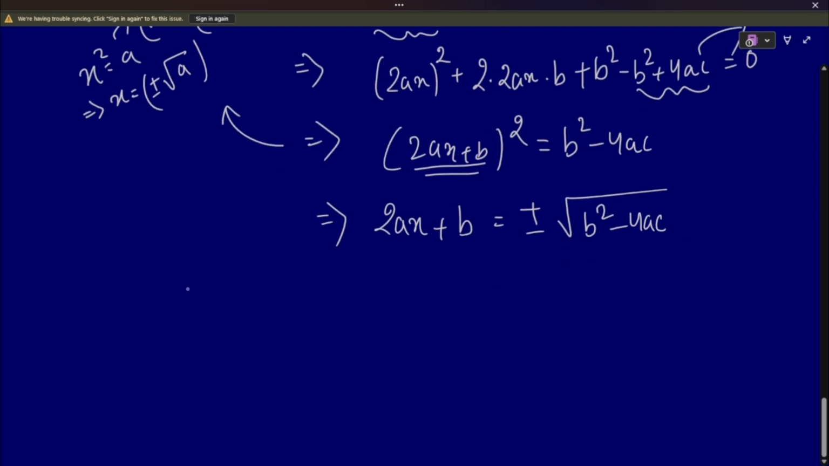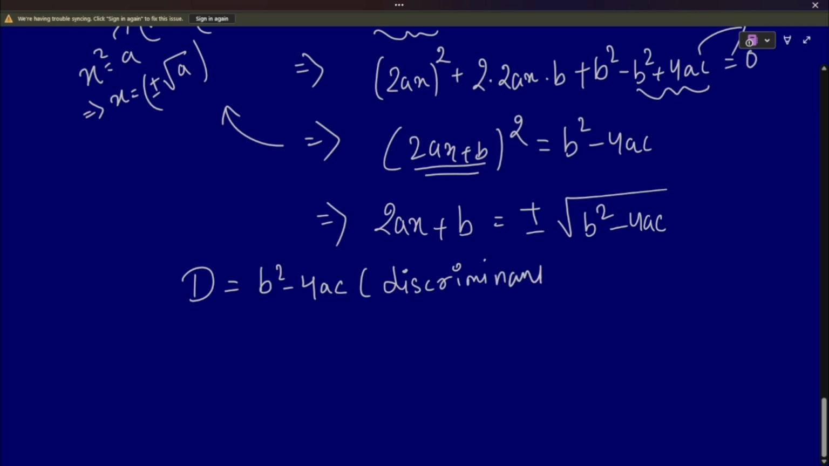For our convenience, and in the language of mathematics, what everyone calls this is the discriminant. Let capital D equal b squared minus 4ac. This is called the discriminant.